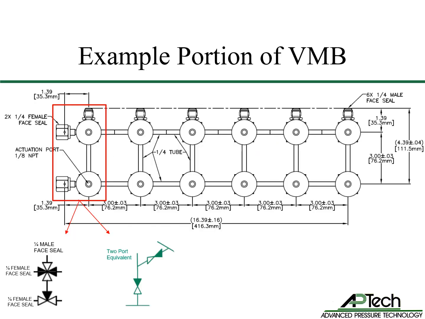Now let's configure valve porting for a section of a valve manifold box, or VMB, inside this red square. These pneumatic valves are AP3540s. The tubing is 1/4 inch. The flow schematic represents the valve porting inside the red square and the 2-ported valve equivalent.